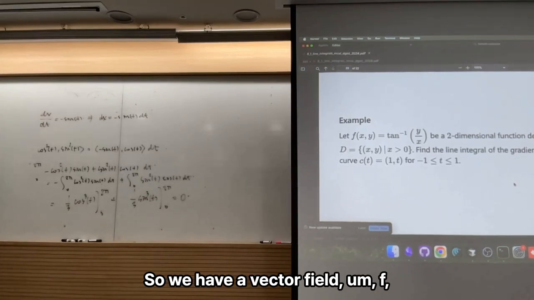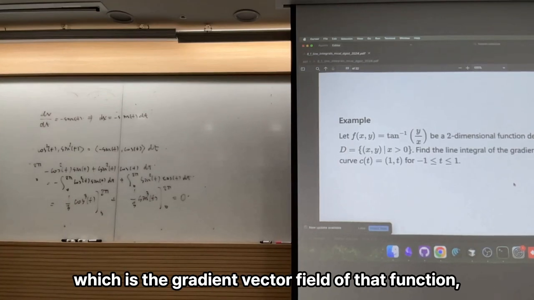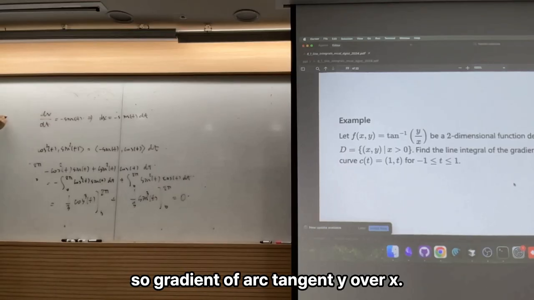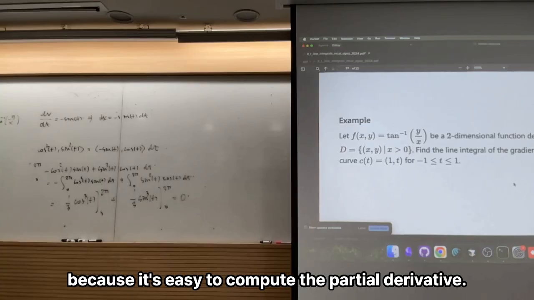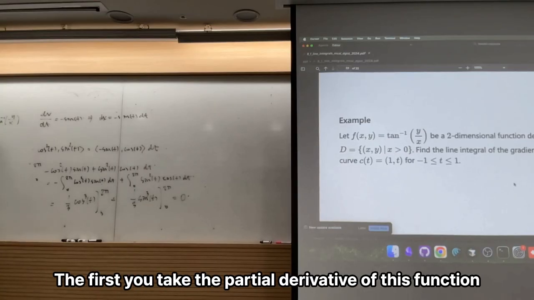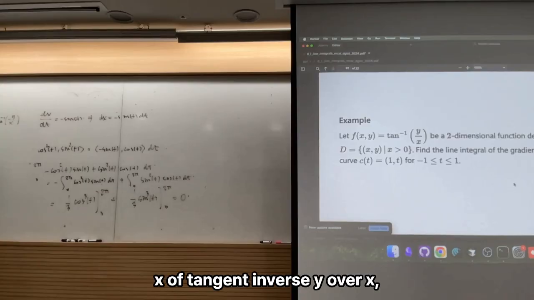Here we have a vector field F, which is the gradient vector field of that function, the gradient of arctangent of y over x. Let's try to get what that is, because it's easy to compute the partial derivatives. First you take the partial derivative of this function with respect to x, of tangent inverse y over x.